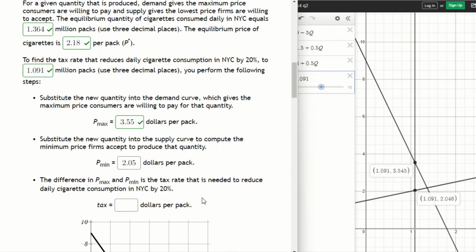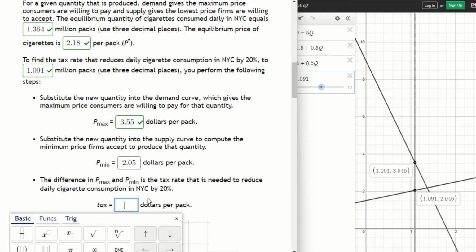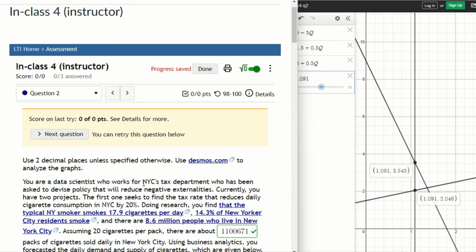Okay, so the difference in the two is the tax rate we need to propose, right? So the difference in the two is 1.5, right? If I subtract 2.05 from 3.55, I get 0 and 5 is 5, 5 and 0 is 5, and then 3 minus 2 is 1. So we get 1.5, right?